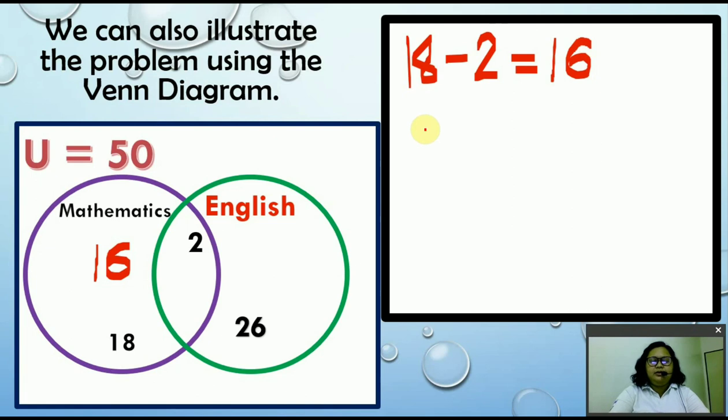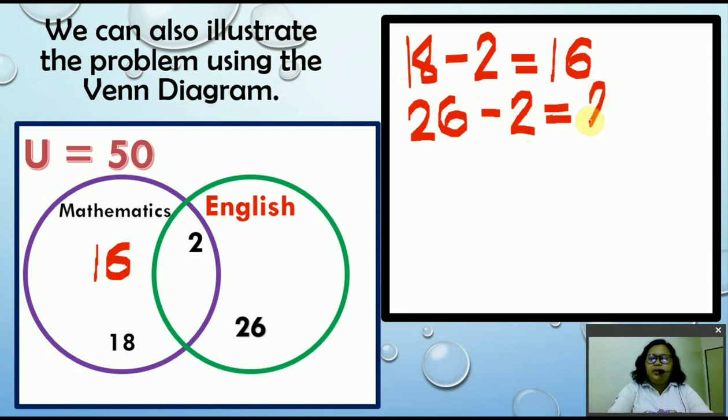Okay, sige. Check natin kung tama yung sagot niyo. So, this would be 26 minus 2. Very good. Minus 2. So, therefore, our answer will be 24. Correct. So, there are 24 students who took English subject only.